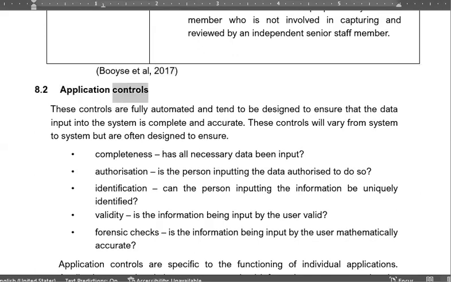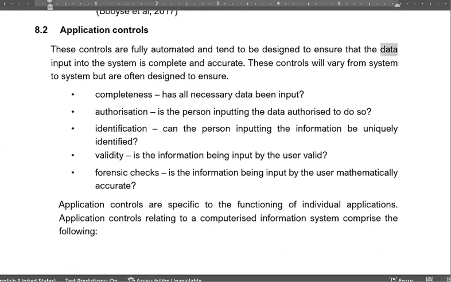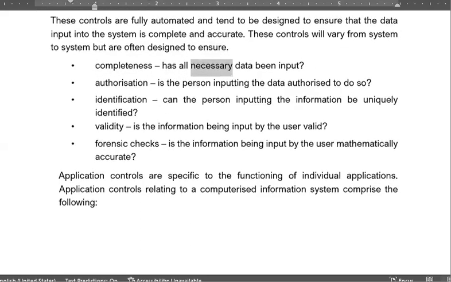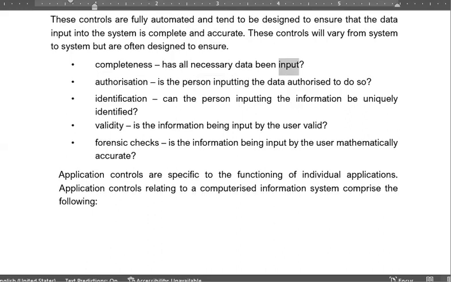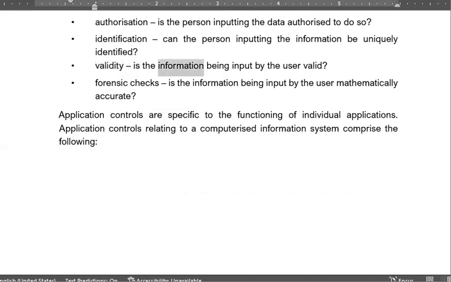8.2 Application Controls. These controls are fully automated and tend to be designed to ensure that the data input into the system is complete and accurate. These controls will vary from system to system but are often designed to ensure completeness. Has all necessary data been input? Authorization. Is the person inputting the data authorized to do so? Identification. Can the person inputting the information be uniquely identified? Validity. Is the information being input by the user valid?